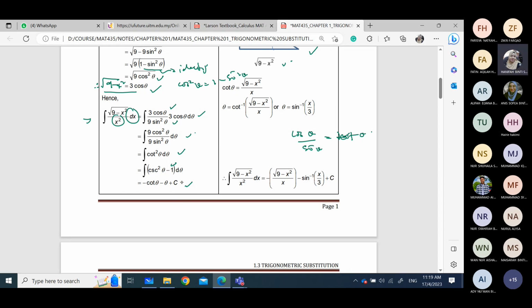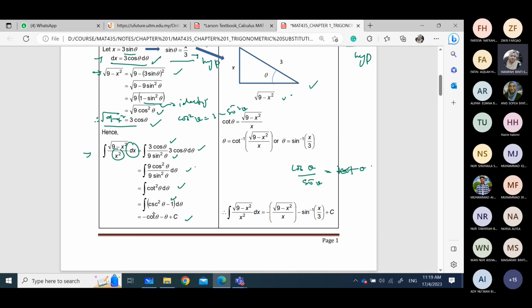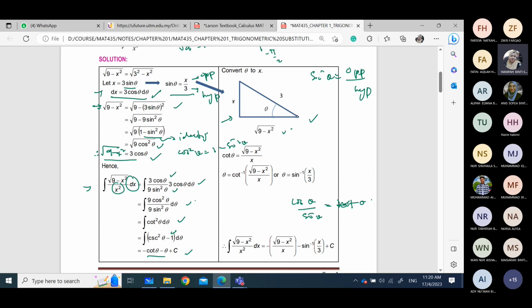So we have done the integration involving theta. Next, we need to find cotangent theta and theta in terms of x. To find it in terms of x, you need to look at this diagram, where we have the length for each side. Cotangent theta, you already know, is 1 over tangent theta. Based on this diagram, tangent theta is opposite over adjacent, so cotangent theta is square root of 9 minus x squared over x.